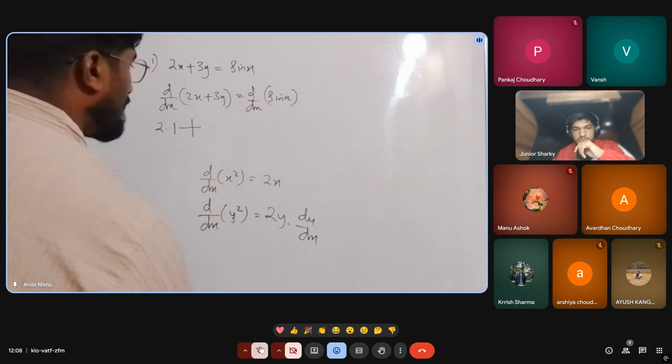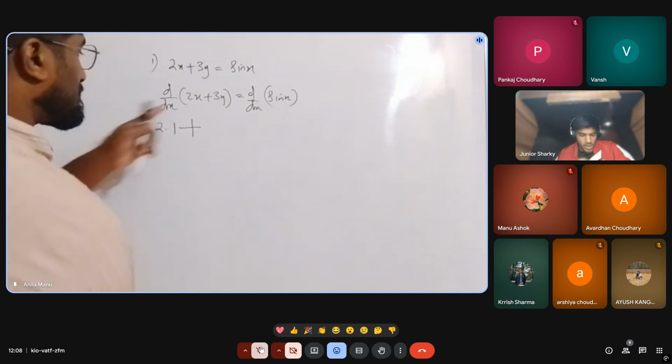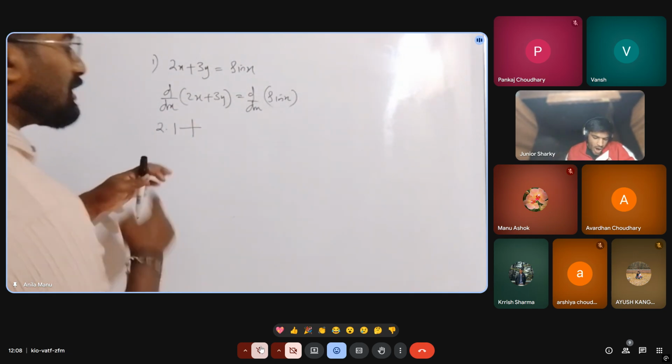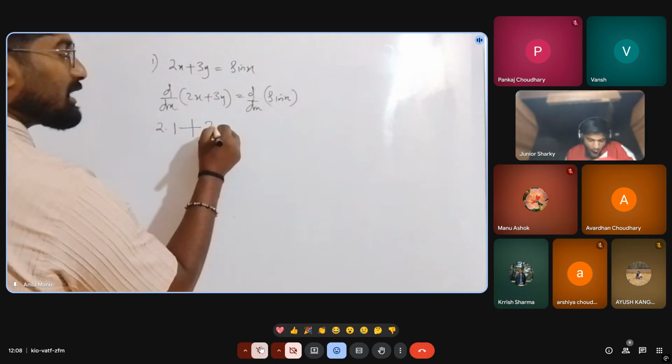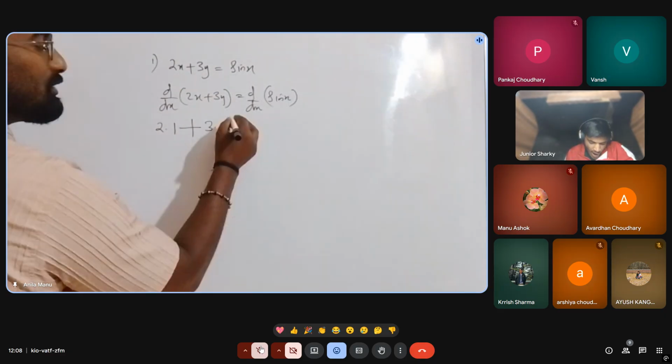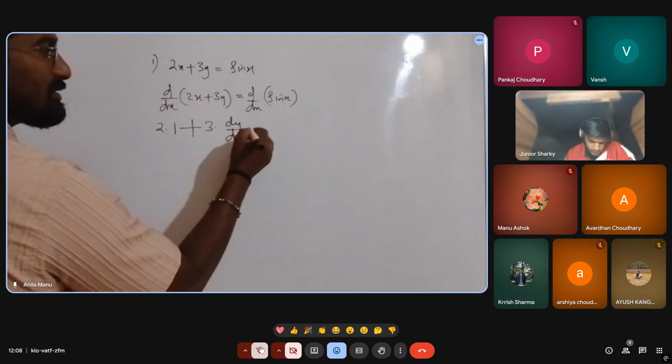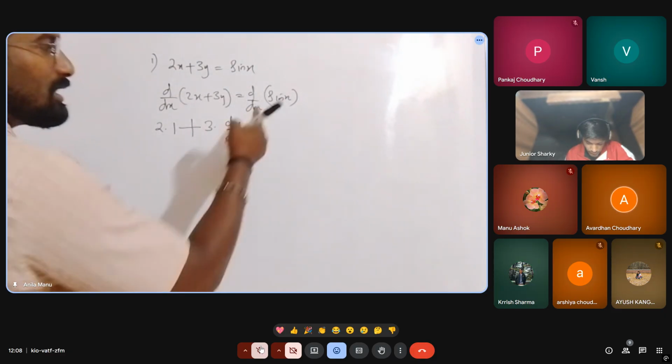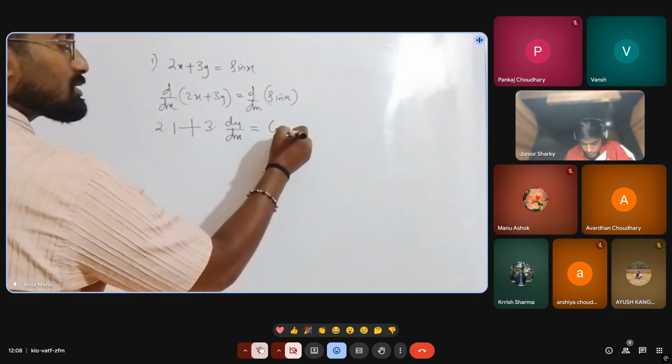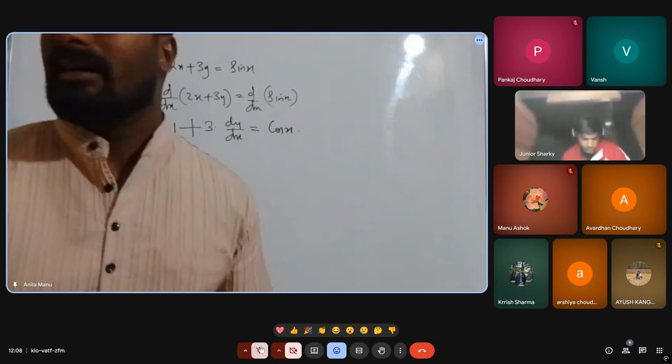So here, 2x we differentiated first. Now we have 3y, so we take the constant 3 outside, and when you differentiate y, you get dy by dx. That is equal to the derivative of sin x cos x. What is the question? Read the question.